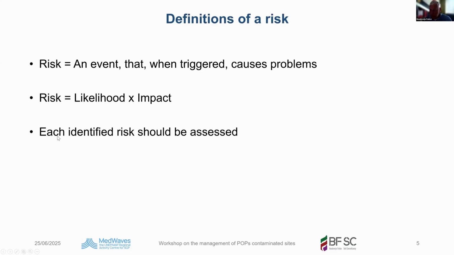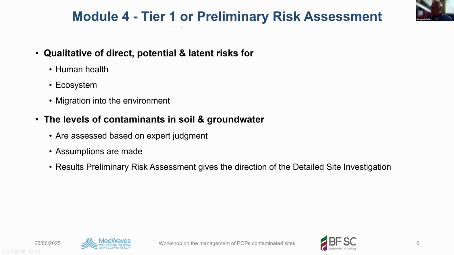And if you carry out a risk assessment, each identified risk should be assessed. So that is a rule. If you have identified a risk, please assess it. Assess it on level 1, 2, or 3, depending on the phase of your survey. Model 4, Tier 1 or preliminary risk assessment. And this is the risk assessment to be carried out in phase 1.